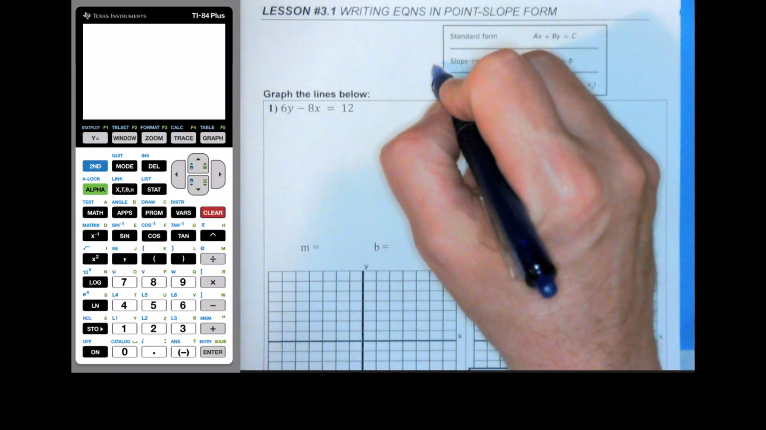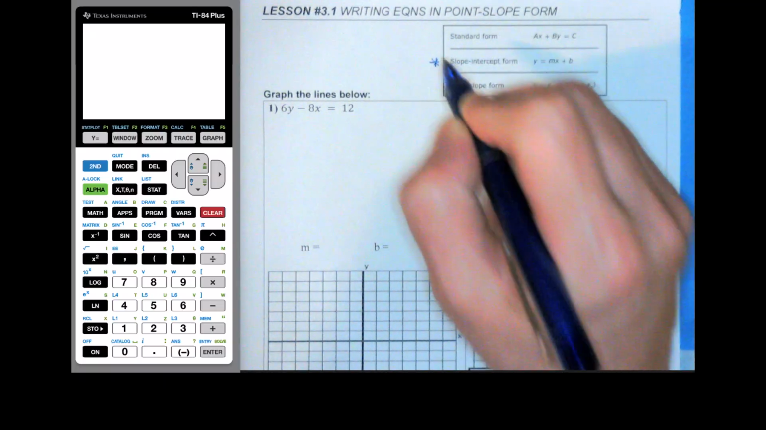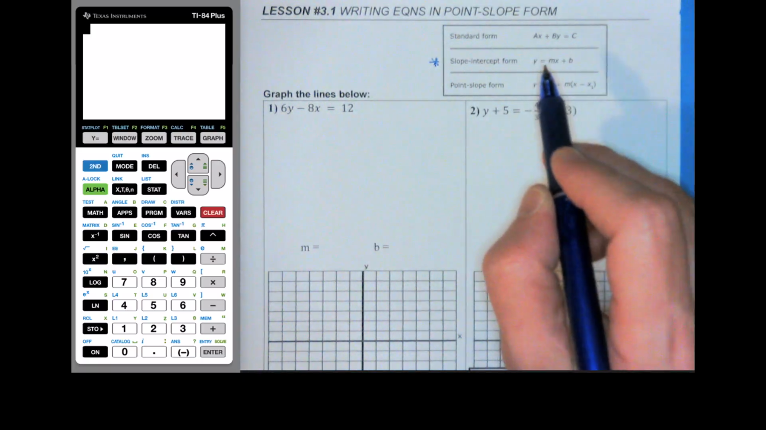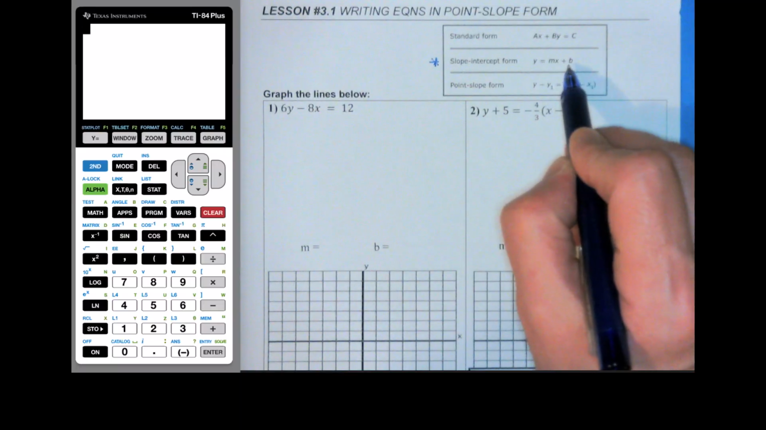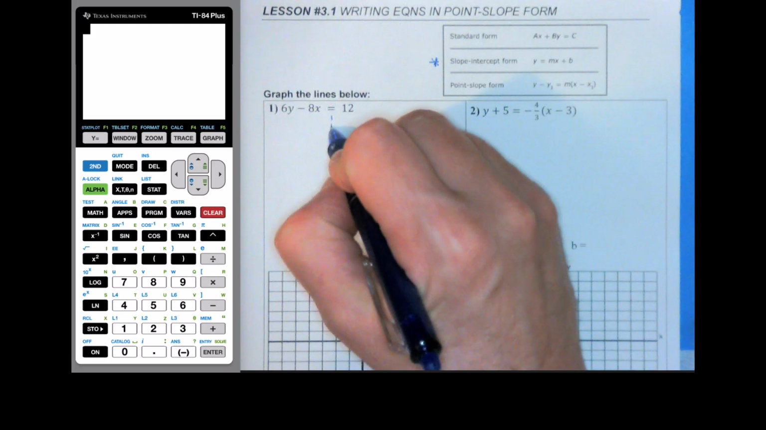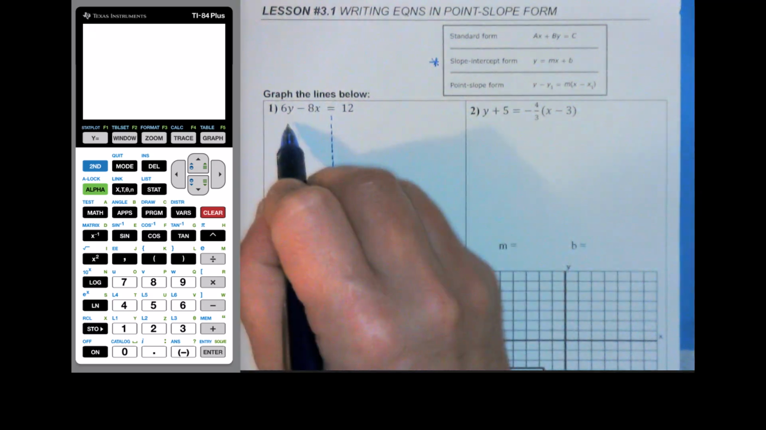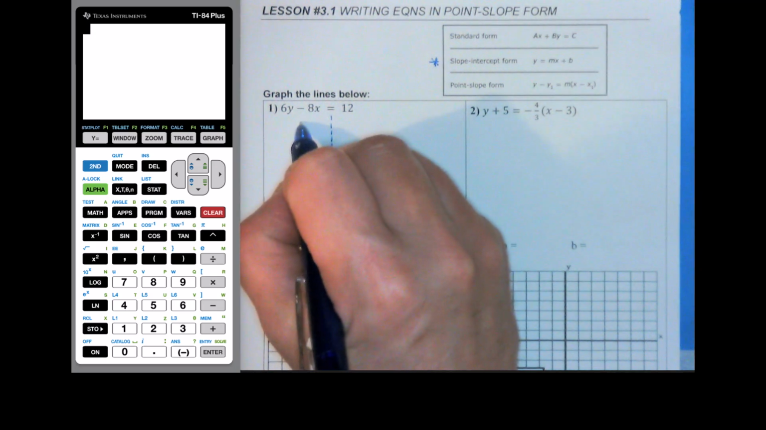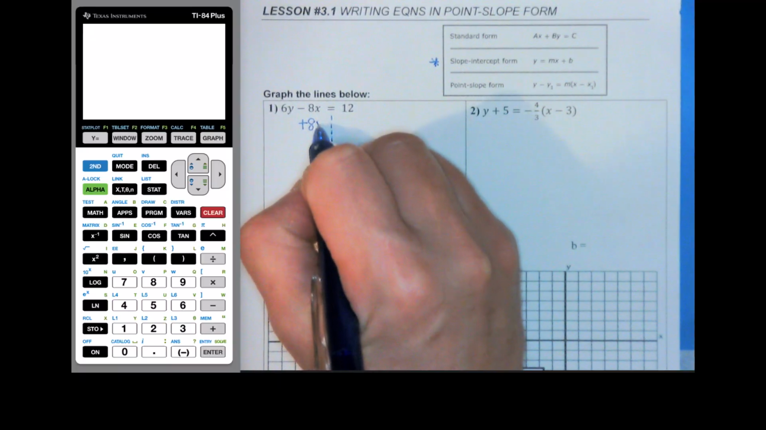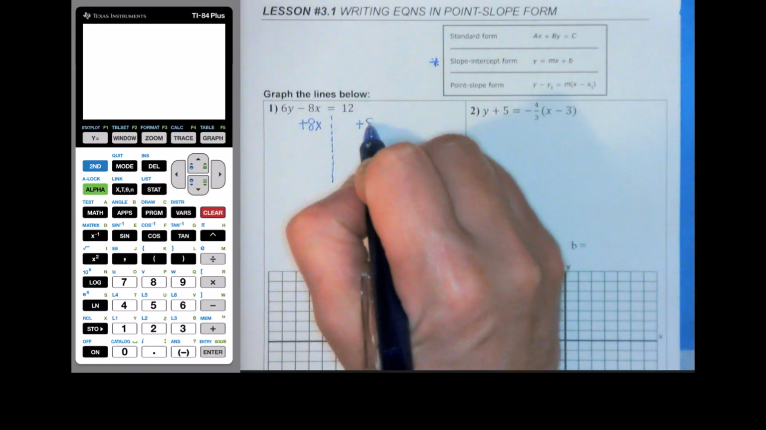In order to graph lines, we need to have the equation in slope-intercept form, which is this form right here, where y equals mx plus b. If you notice, in this equation the y is not alone on the left side, so first order of business is to get that y alone, so I'm going to add 8x to both sides.